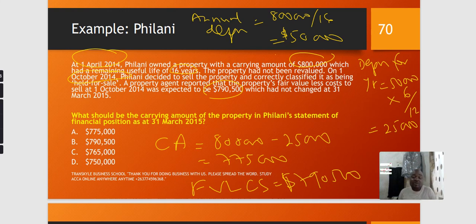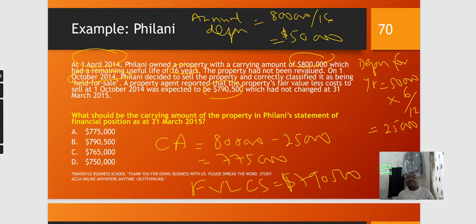So when you know the rule that an asset should only be classified as being held for sale if its carrying amount is to be recovered from a sale rather than continued use, and it should be measured at the lower of carrying amount and fair value less cost to sell, then you are going to pass. If you don't know that, you are going to fail.